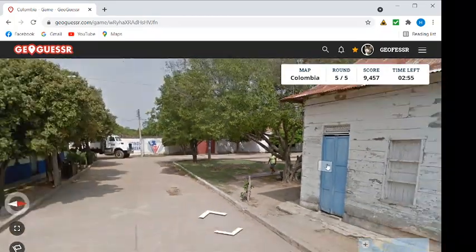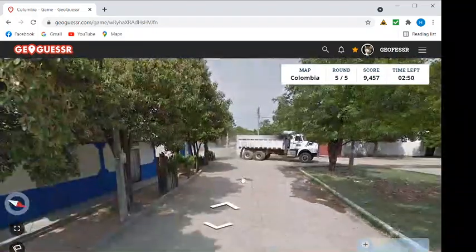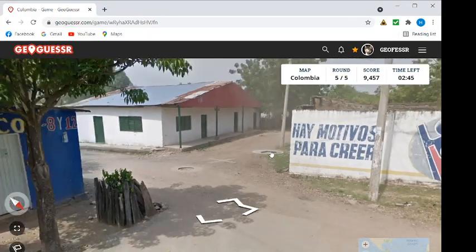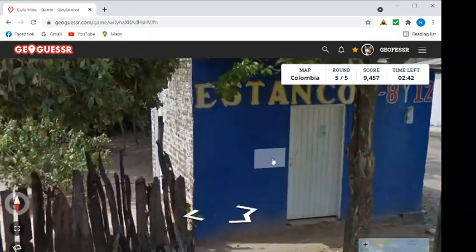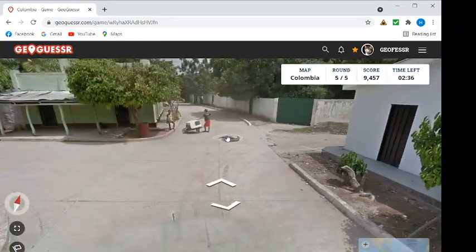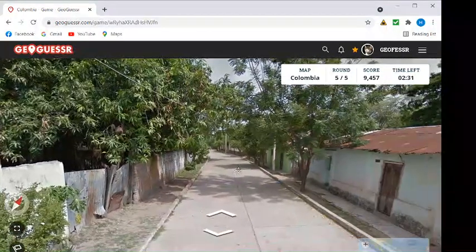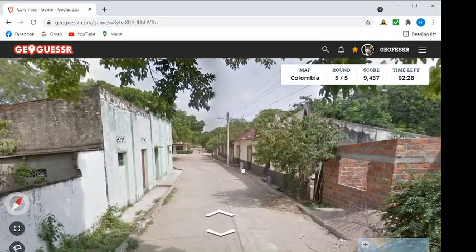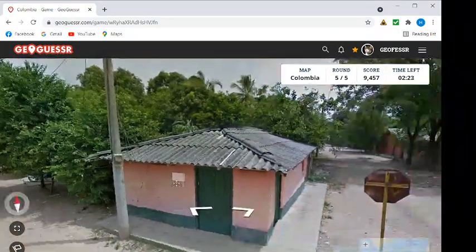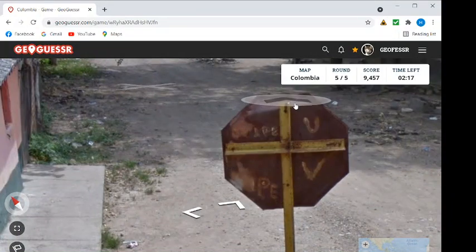Right, we have, let's see, hay motivos para creer. Yeah, so from the general look of the foliage, I'm thinking this is seriously tropical. I think this might be the Caribbean lowlands. Yeah, there again, there's the cross on the back of the sign.